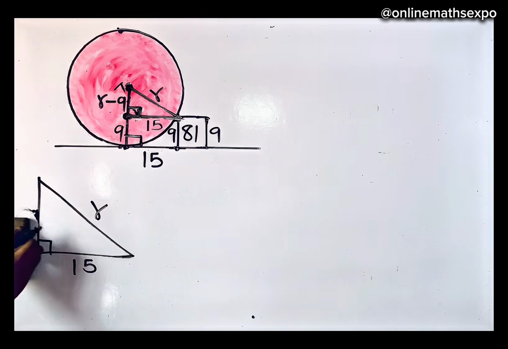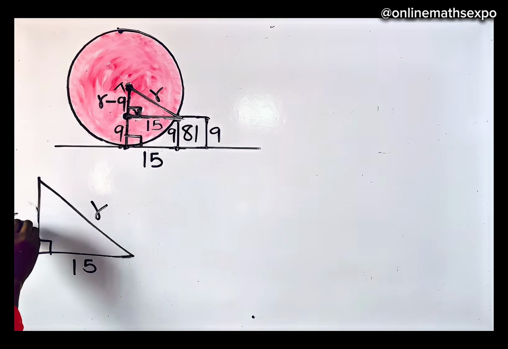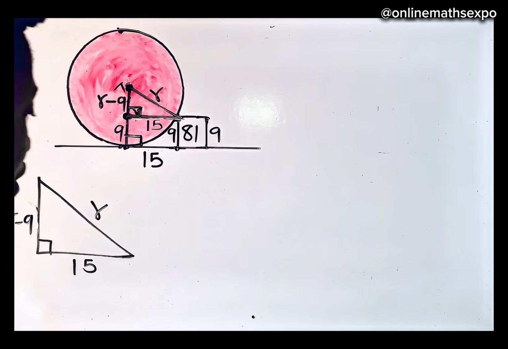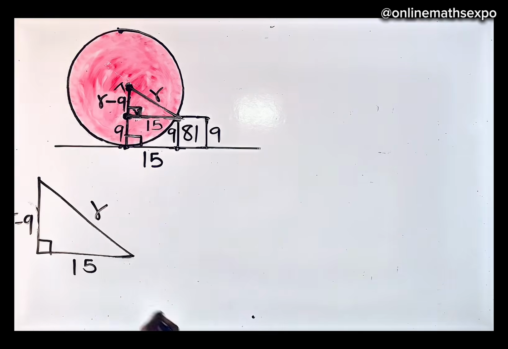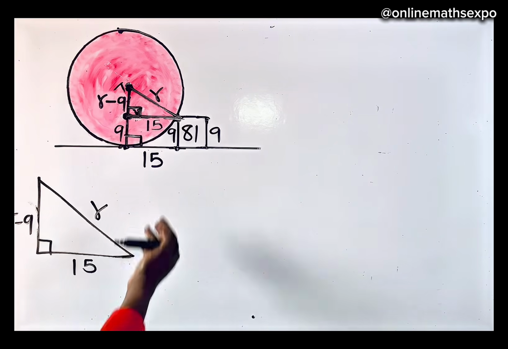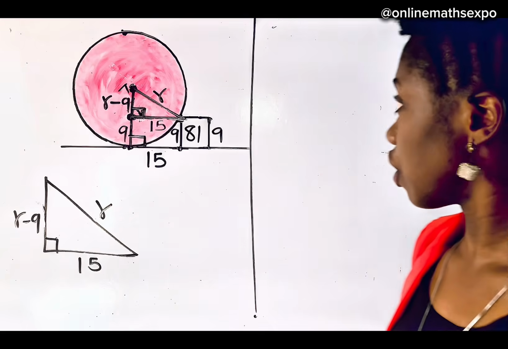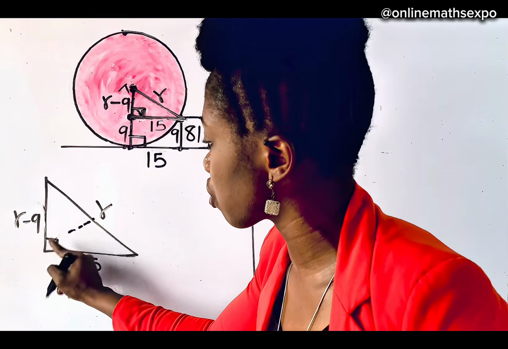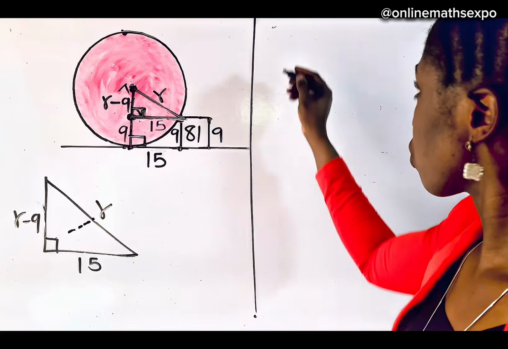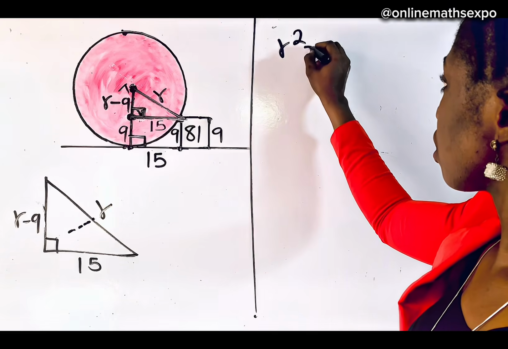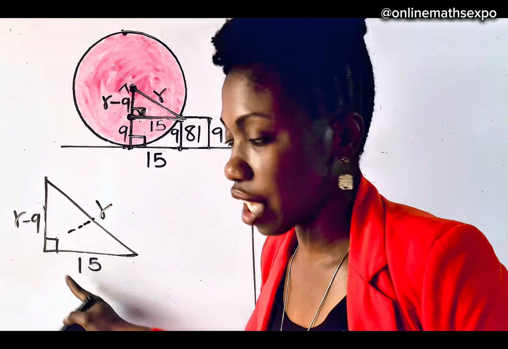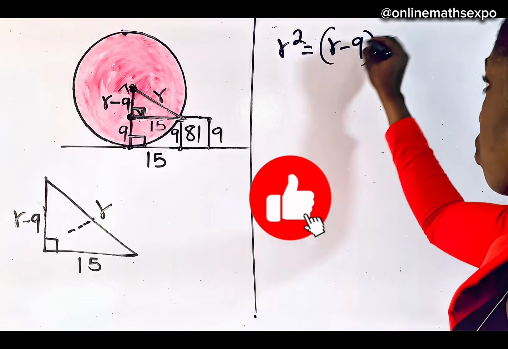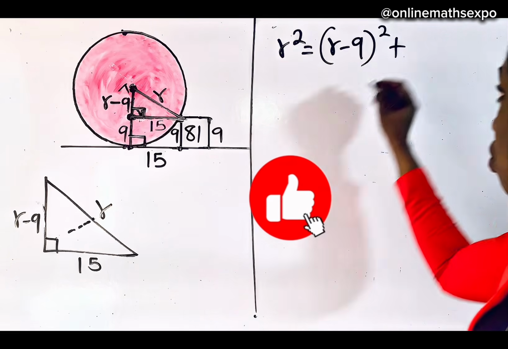Now, what do we do? We are going to remember that we are working with the sides of a right angle triangle, and that reminds us of Pythagoras' theorem. So if you apply it here, the longest side is the side opposite to where this angle is formed. So it's going to be r squared, then square the remaining two sides and sum. So it's going to give us r minus 9 squared plus 15 squared.